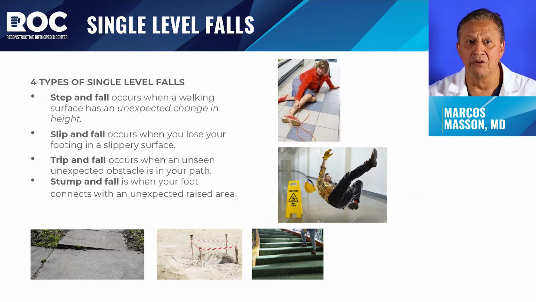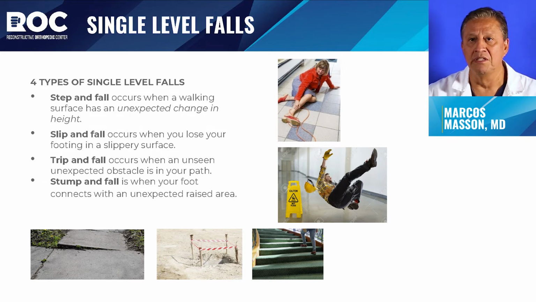The single level fall is broken down into four categories. There's a step and fall single level fall that occurs when walking on a surface that has an unexpected change in height. Examples include uneven surfaces, slopes, and dips that can actually surprise and cause an accident.